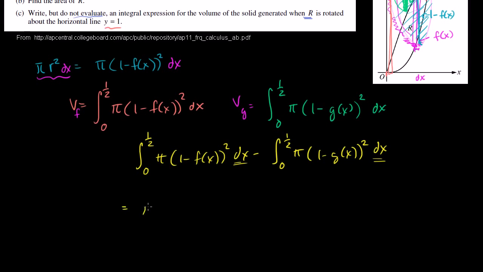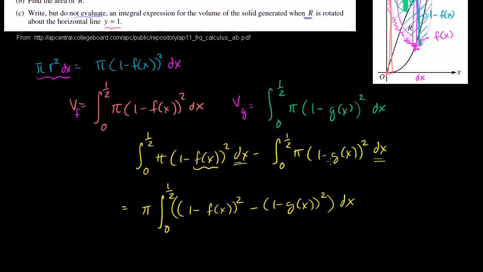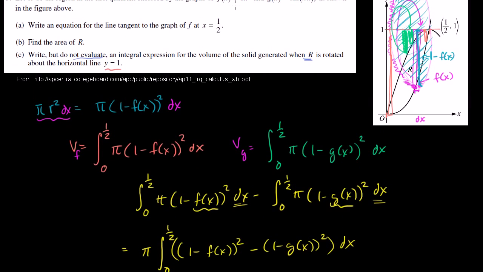And so this is the same thing as pi times the integral from 0 to 1/2 of 1 minus f of x squared minus 1 minus g of x squared, and then all of that dx. And actually you probably would want to do this if you're taking the AP exam, not just leave it in terms of f of x and g of x. You would actually want to write the expressions for what f of x and g of x are.